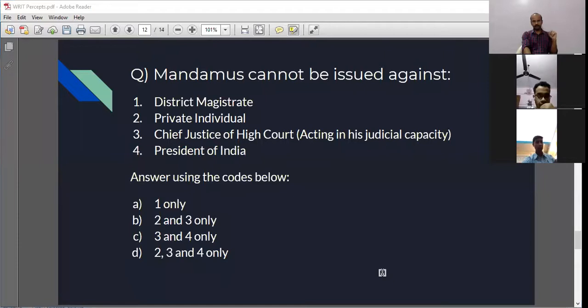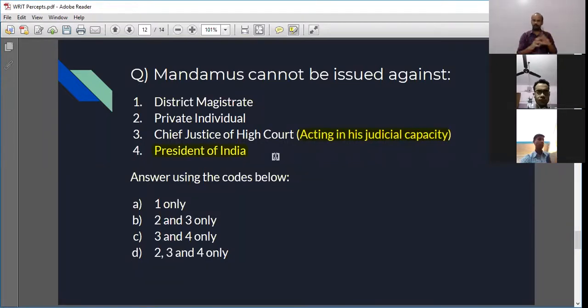President. Muzaffar has answered president. See, the answer is 2, 3, and 4. It cannot be issued against a private individual. It cannot be issued against the Chief Justice of High Court because he is acting in his judicial capacity, and at the same time, it cannot be issued against the President of India.